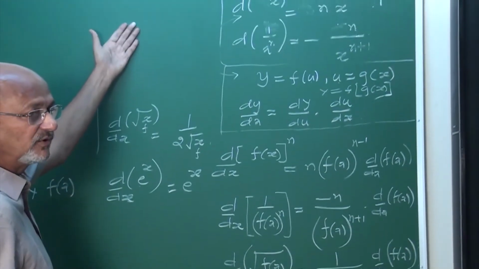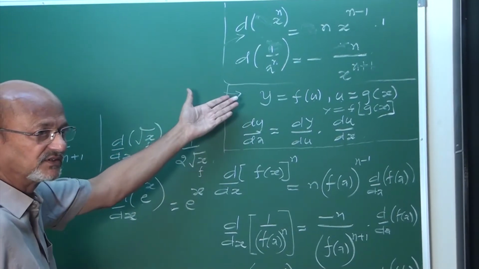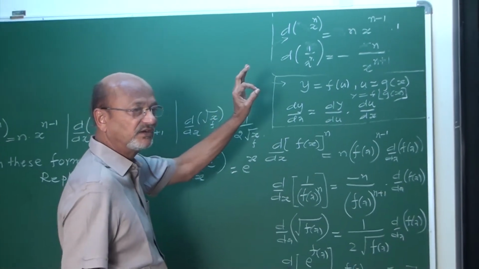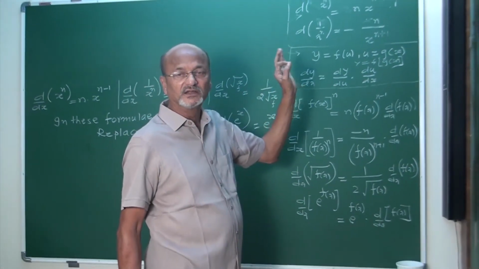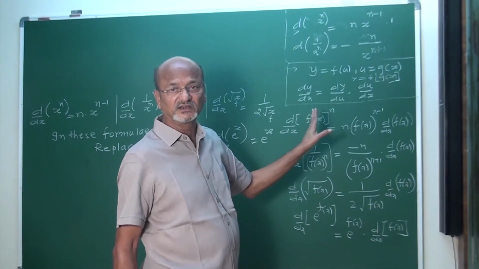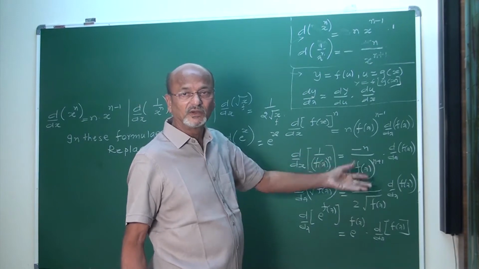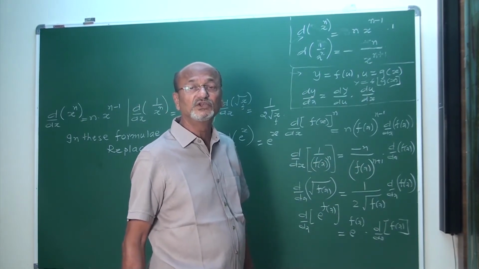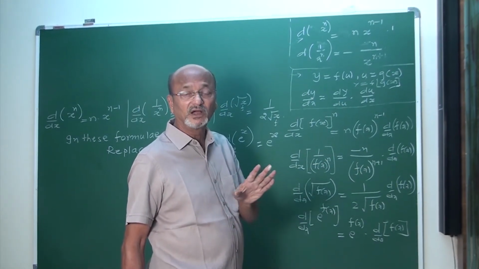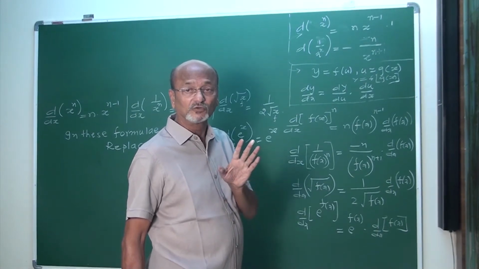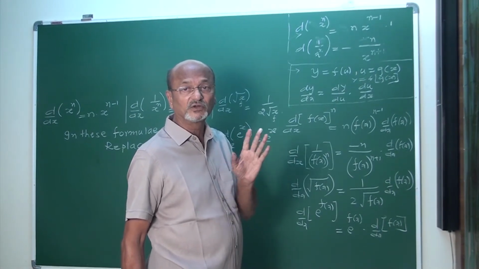Sin f(x): the derivative of sin is cos f(x) into f dash. If it is x, as its derivative is 1, don't write. If it is other than x, its derivative is not 1, write its derivative. My friends, it is very, very easy to remember.